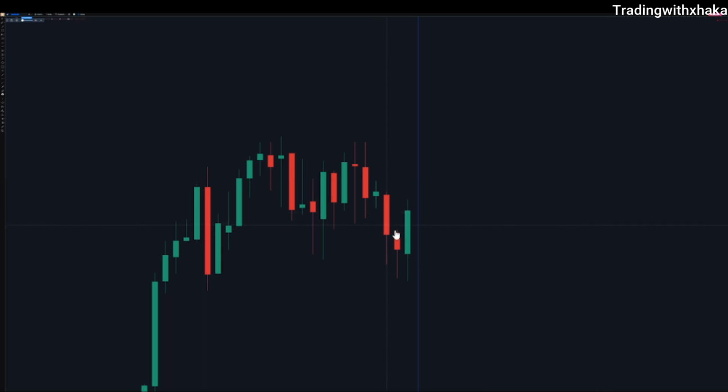Now the last 2 days before this candle were bearish. This is bearish, this is bearish. Now what happens here?